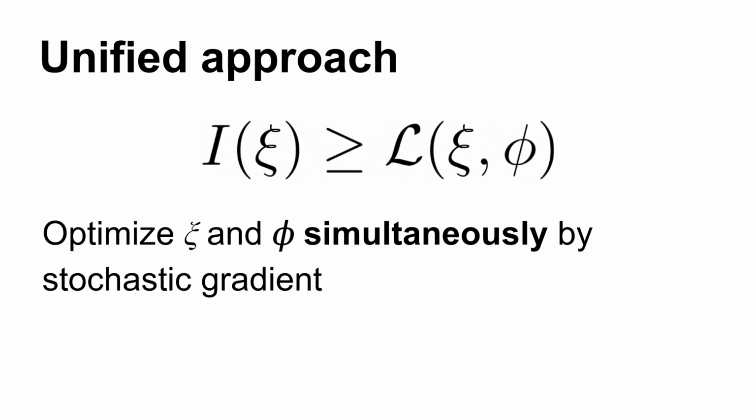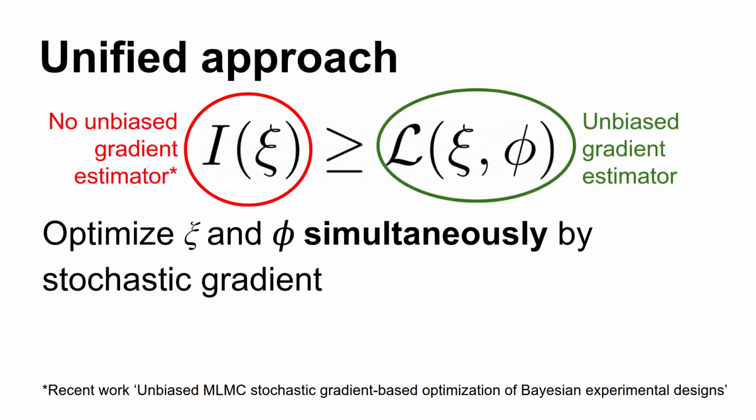And that's exactly what we propose to do in our unified approach. So we're going to optimize design xi and variational parameter phi simultaneously using stochastic gradient. And this works well because whilst there is no unbiased gradient estimator for EIG, or if there is, it's rather involved to calculate it using MLMC, and this is a very recent paper on that topic, for the variational lower bounds there's no complexity. We can compute unbiased gradient estimators cheaply using our favorite AutoGrad framework or whatever.